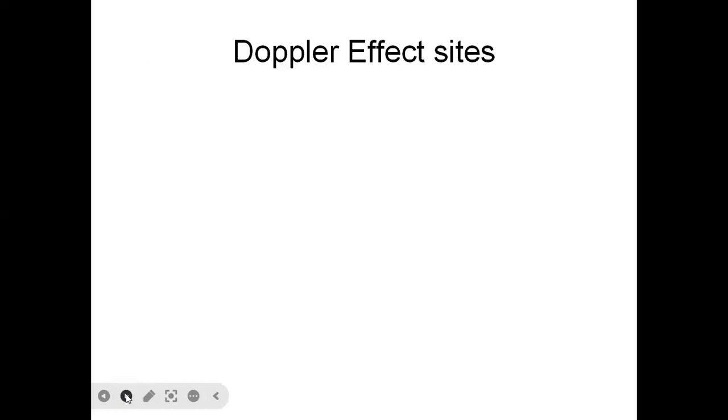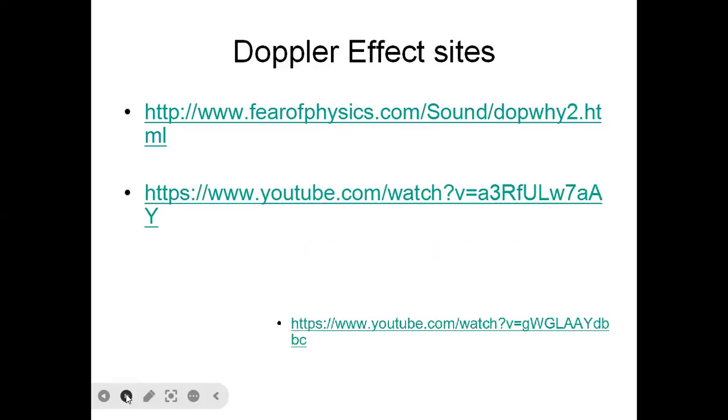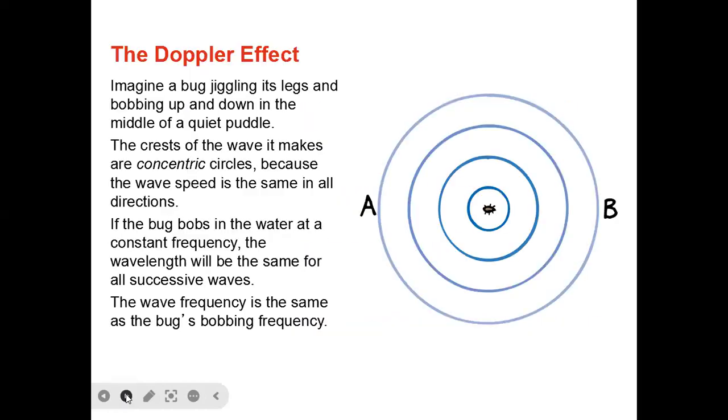Doppler effect sites we have used here. Imagine a bug jiggling its legs and bobbing up and down in the middle of a quiet pool. The crests of the waves it makes are concentric circles because the wave speed is the same in all directions. If the bug bobs in the water at a constant frequency, the wavelength will be the same for all successive waves. The frequency is the same as the bug's bobbing frequency.